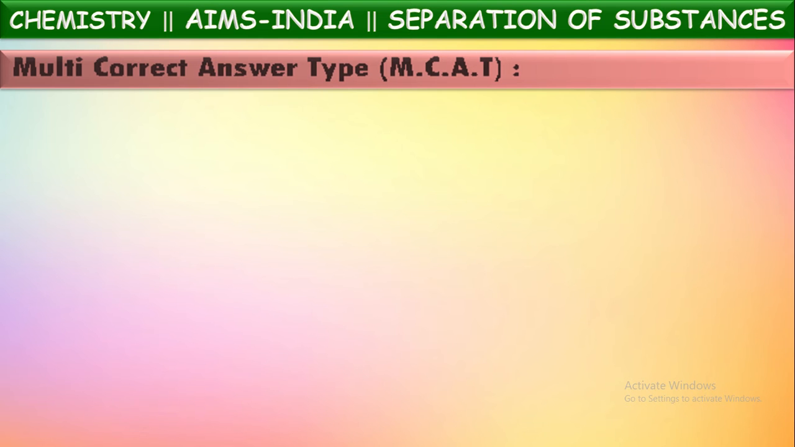So first, multi-correct answer type questions. Here the questions may contain one or more than one correct answers. So choose wisely, read the question and answer carefully. See the first question.